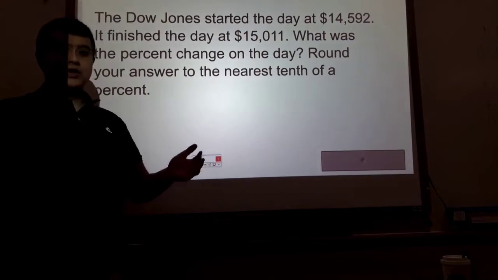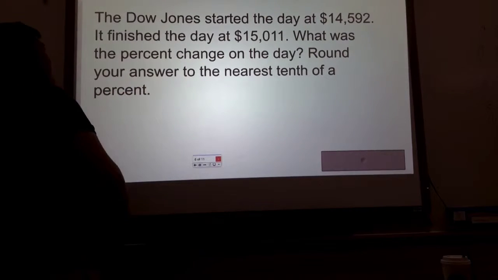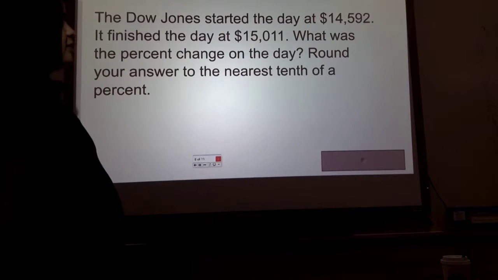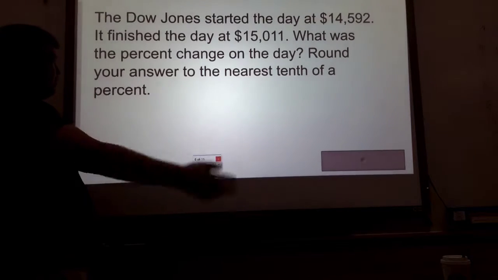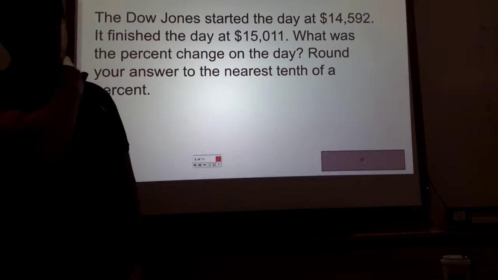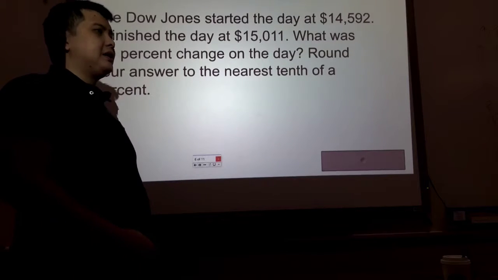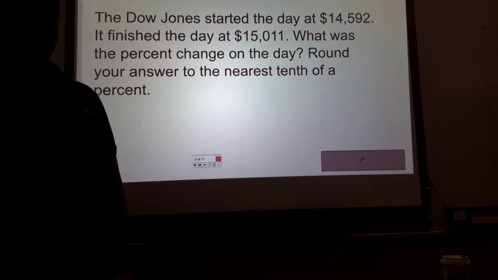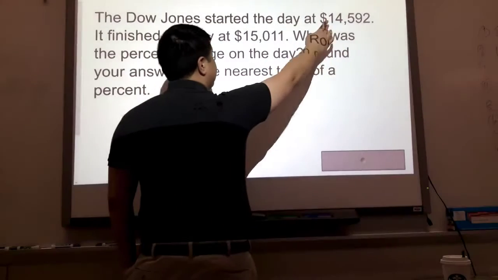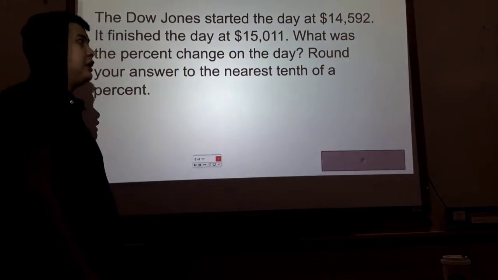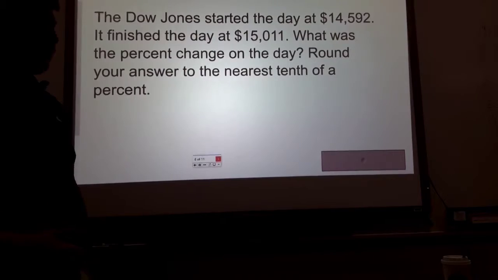The Dow Jones, which is the stock market, started the day at 14,592. It finished the day at 15,011. What was the percent change on the day? Round your answer to the nearest tenth of a percent. Now, a percent change of 100% means that you doubled the amount from the initial to the final. Here, this is nowhere close to being doubled, right? It's comparatively a very small change, so we're going to expect a small percent.